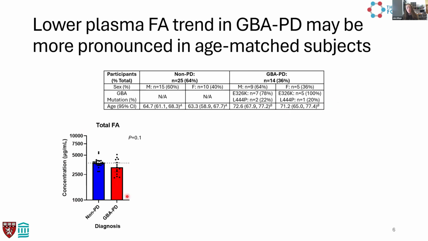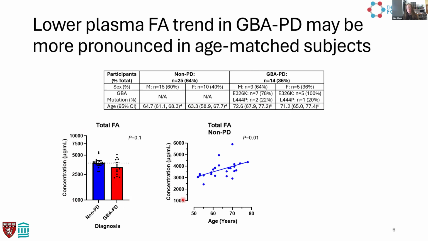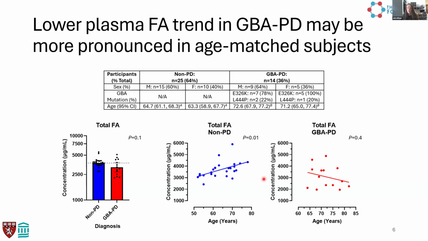When we look at only the non-PD individuals, we see that total fatty acid concentrations are significantly associated with a positive correlation between the concentration and increasing age, as shown here. However, in the GBA-PD individuals, this association is lost.